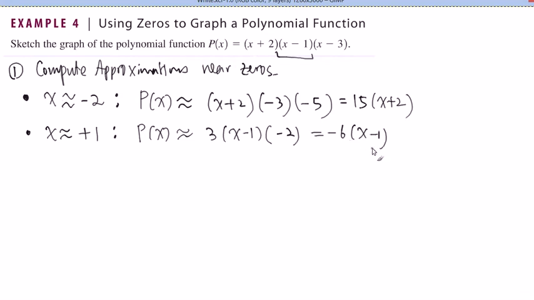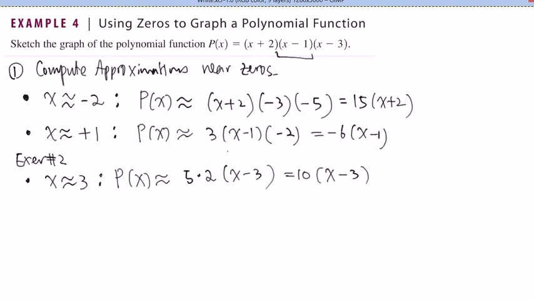Okay? So I want you to go ahead and compute this, your exercise number 2. The approximation for x equals 3. Around x equals 3, how does this p(x) behave? What is this one? All right, was it okay? 10 times (x minus 3).